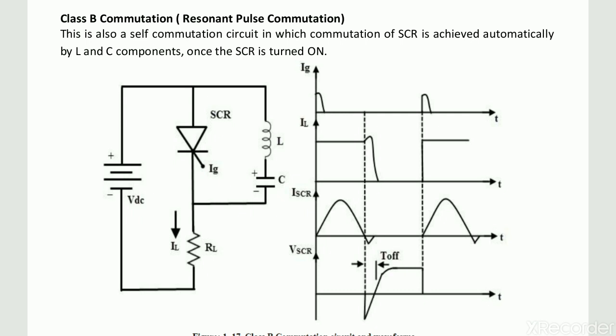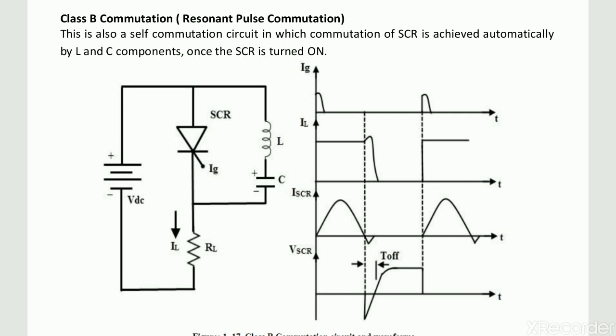So once the SCR is triggered, please concentrate. When the SCR is triggered, current flows in two directions. The first path is from the supply through the SCR, the load resistance and back to the supply, that is VDC, SCR, RL and again VDC. And another one is the commutating current through the L and C components. This is the second path.